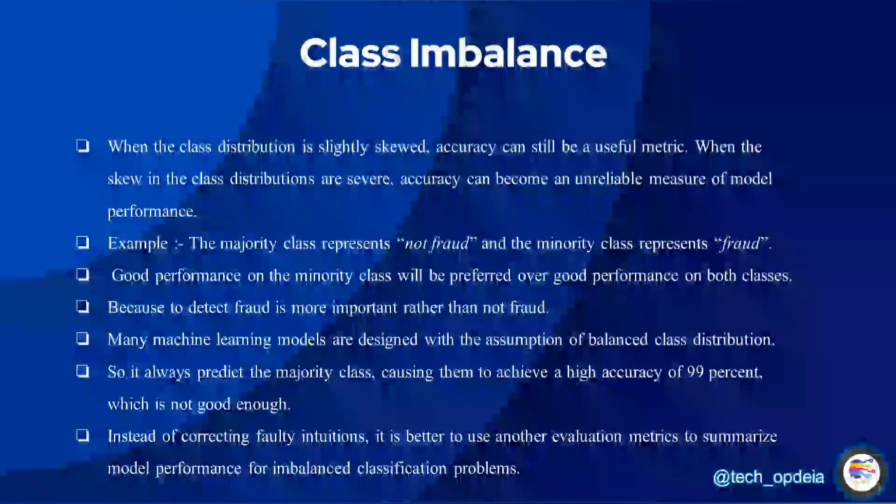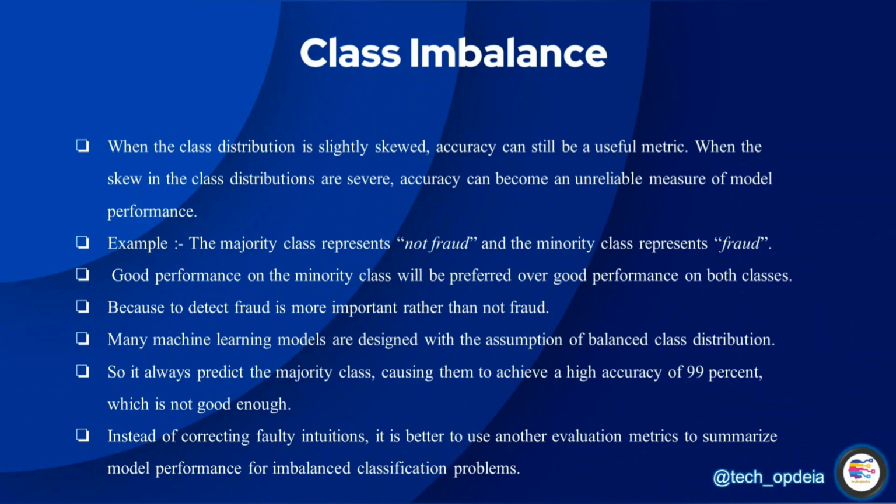Instead of correcting faulty prediction, it is better to use other evaluation metrics to summarize our model performance for imbalanced classification. There are many other evaluation metrics available, like ROC curve, F1 score, RMSE, MSE, mean squared error, etc.